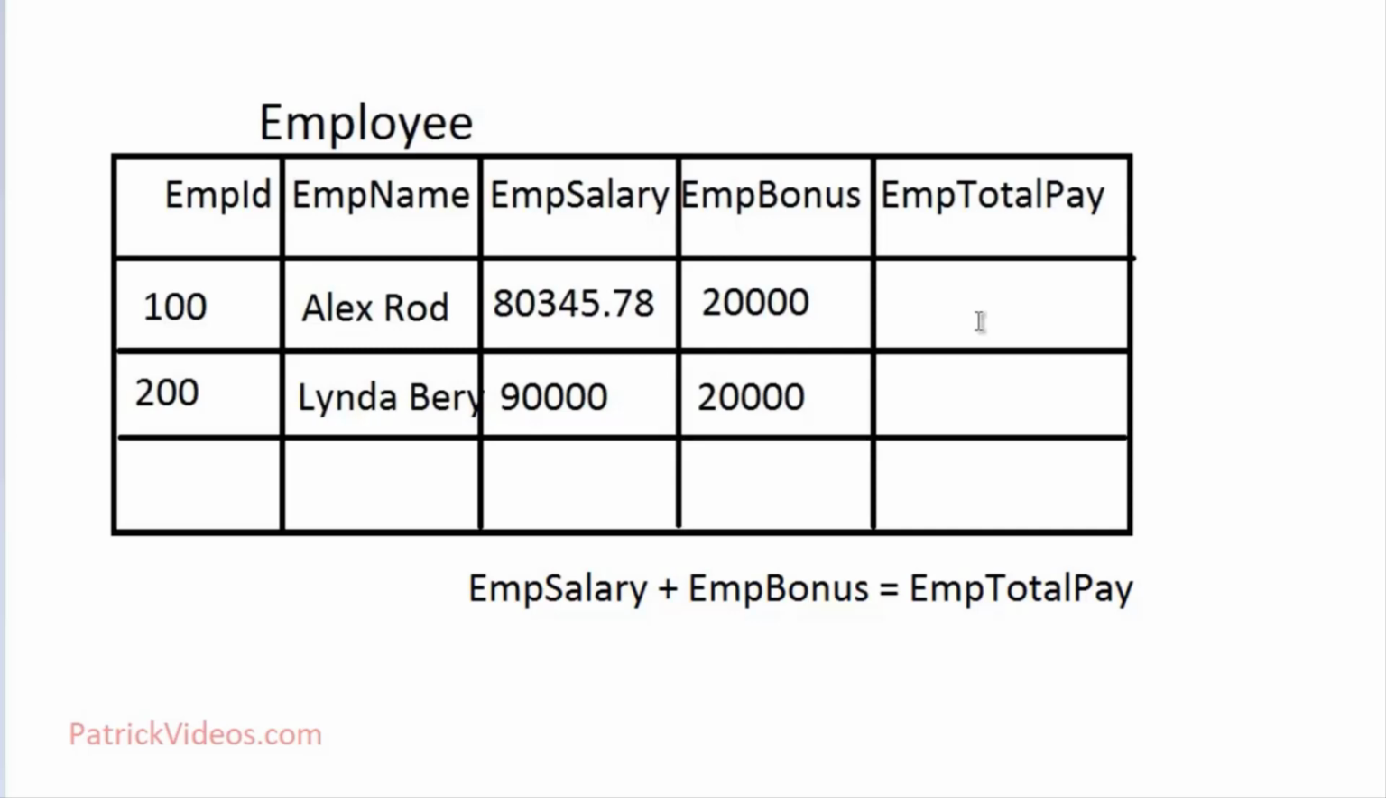Now, if you are a database guy, you will go ahead and write a procedure to fill up this employee total pay by calculating the sum of employee salary and bonus. So, whatever you do in a database, now we are going to learn how to translate it into Java classes and objects. Here, you have a table called employee. So, what we'll do is we will create something called a class called employee.